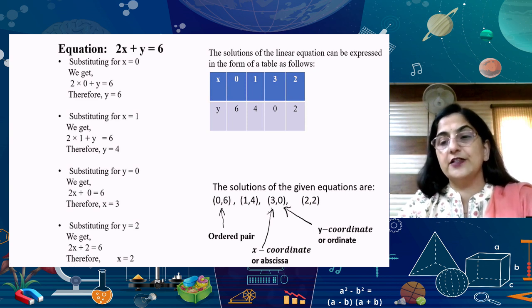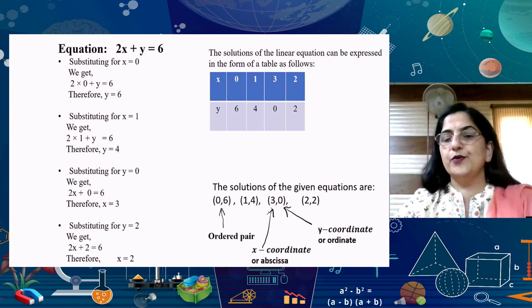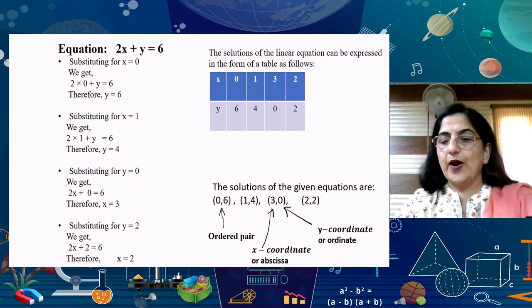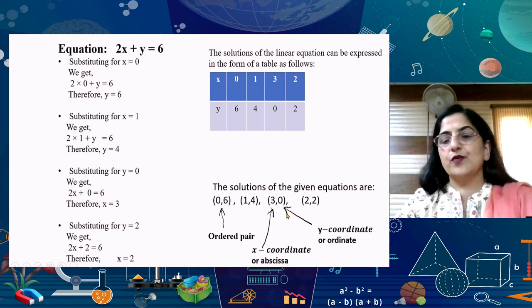Again, this is the convention that we follow. We follow this convention across the world so that there's no confusion. If I'm teaching anyone in any part of the country, there'll be no confusion. Everybody knows that in the ordered pair, the first number that appears is the x coordinate, or abscissa, as we call it. And the second number is the y coordinate, that is the ordinate. So this is the convention we follow. First, we write the x coordinate or abscissa. Second, we write the y coordinate, the other name for which is ordinate.